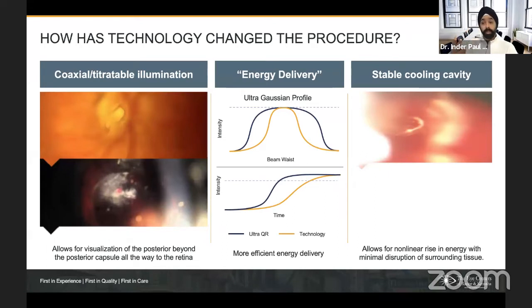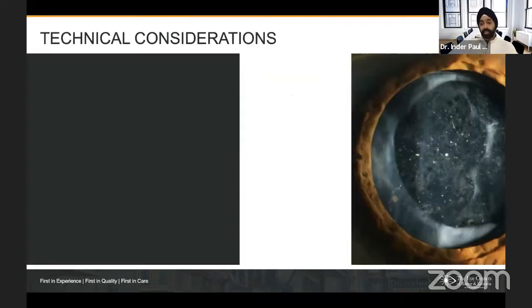But number two, from a safety perspective, where's the retina? And how do we also know where the lens is? Can we titrate the illumination? And that's what we'll talk about. We'll also talk about the energy delivery. What have they done with these lasers to decrease the dispersion, the shock wave of the energy, and how they change the cooling cavity to keep a consistent laser delivery over a number of shots as well. These are all the technology advances that have allowed us to be more safe.